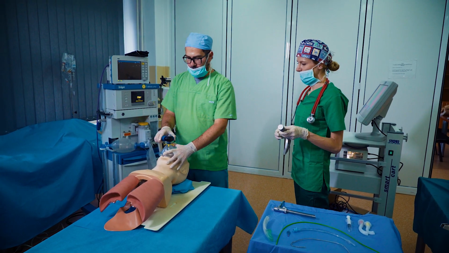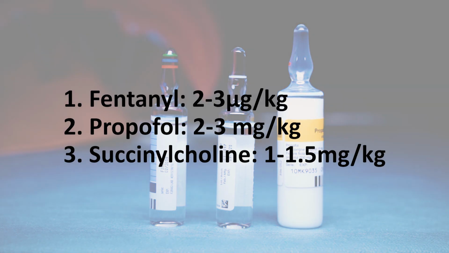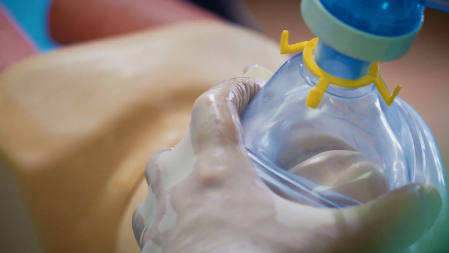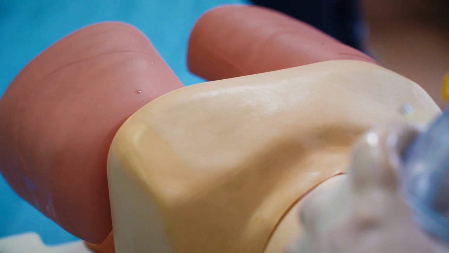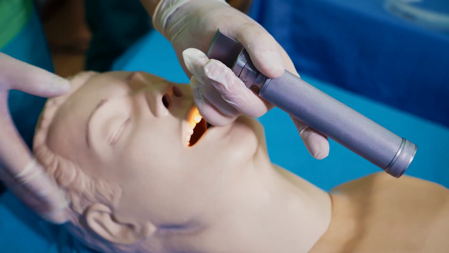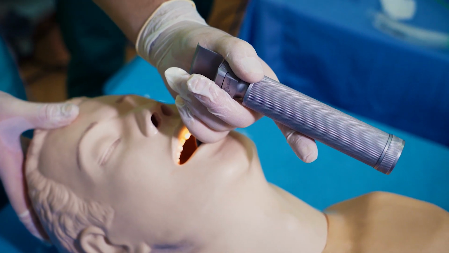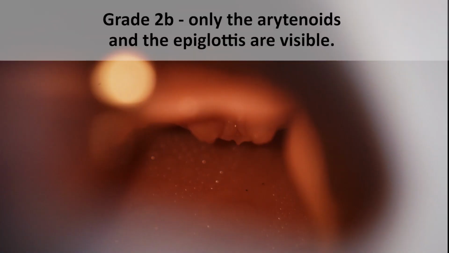Pre-oxygenate the patients for 5 minutes and start anesthesia induction with fentanyl, propofol, and succinylcholine. After 1 minute of mask ventilation, perform standard laryngoscopy with a curved blade laryngoscope and register the modified Cormack-Lehane glottis visualization grade. If the glottis view grade is above or equal to 2B, withdraw the Macintosh laryngoscope and maneuver further with the rigid tube.